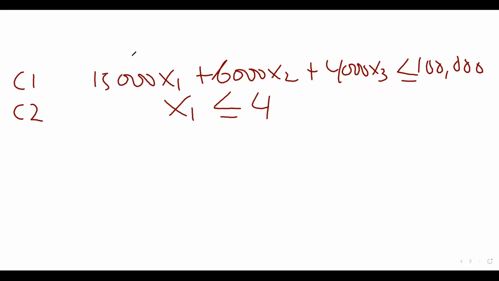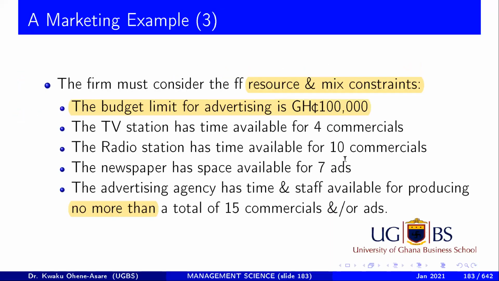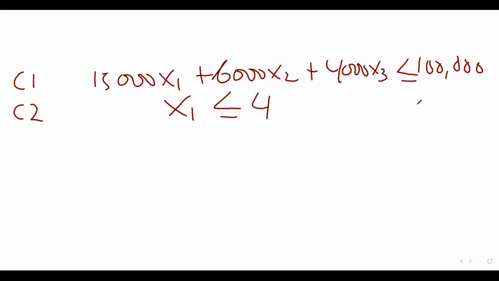And of course, that is the same principle that goes with the others. If you look at the others, radio commercial is what? 10. So radio station has a time available for 10. Newspaper has space. You see, that one is not time, but space available for 7. So you're going to write all of them like that. X2 is less or equal to 10. And then X3 is less or equal to 7.